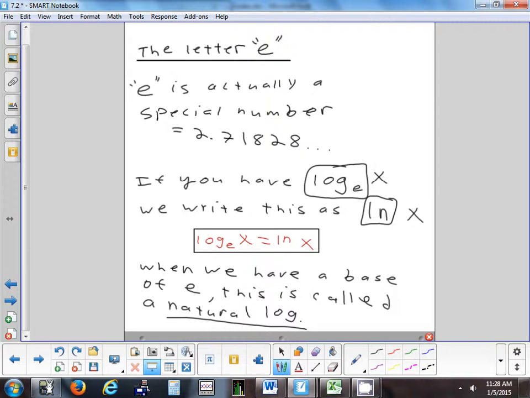As I said, this is one of two special logs. Natural log is one, when the base is an e. Any question on that?